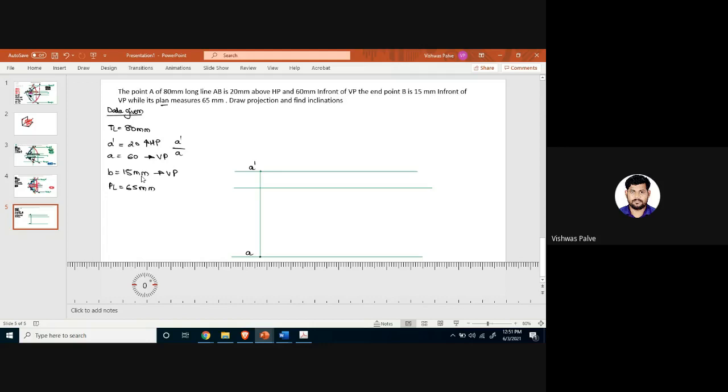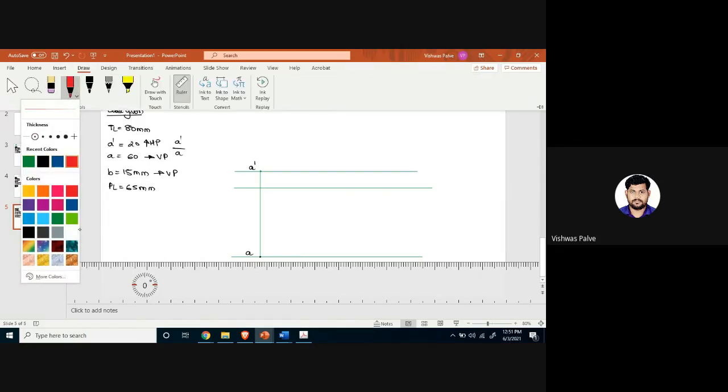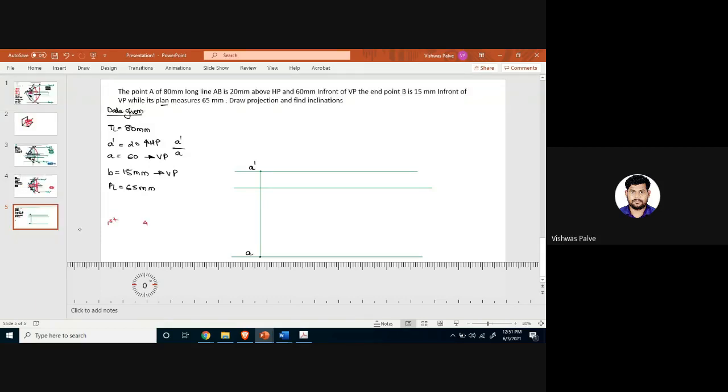When a point is in front of VP, there are 2 possibilities. What are those 2 possibilities? It can be in the first quadrant or the fourth quadrant. Can anyone tell me the conditions for the first quadrant and the fourth quadrant? For the first quadrant, B dash above HP and B in front of VP, whereas in the fourth quadrant, B and B dash both will be below the XY line. These are the conditions.